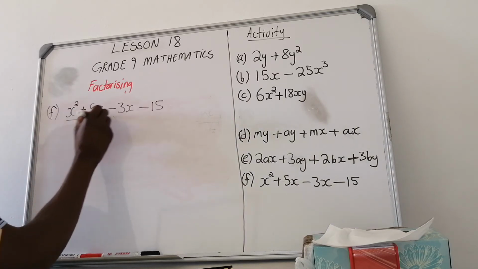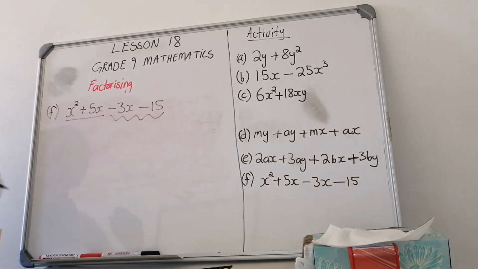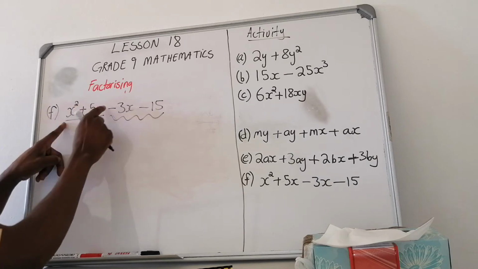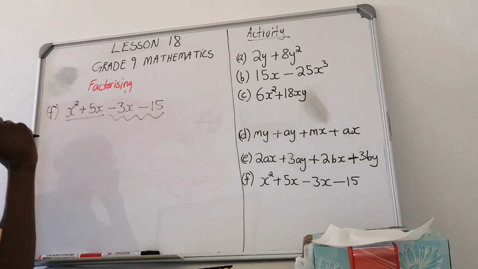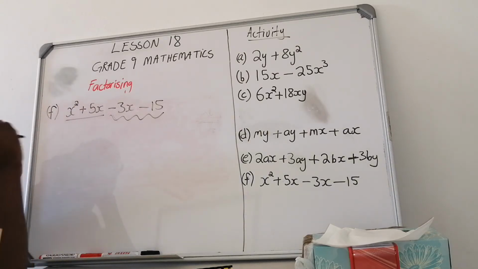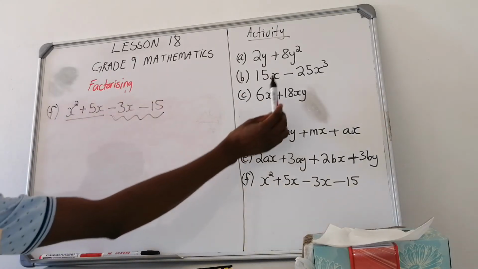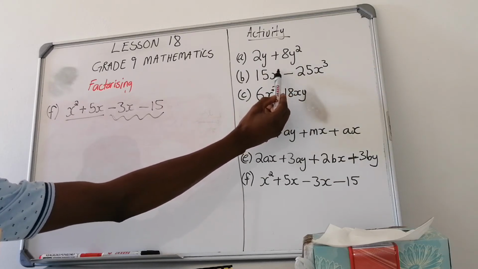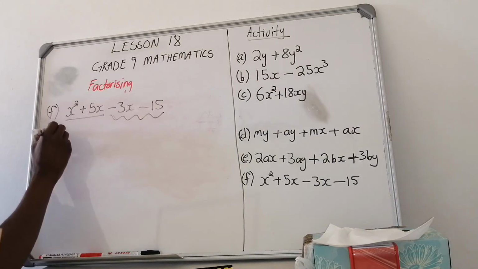Again, the first two terms have a common factor. The last two terms also have a common factor. What is the common factor here? Is it x2 or x1? It will be x1. In fact, when you're factorizing exponents, you always go for the smallest exponent. That's why here I went for x1, because I cannot go for x3. You should always go for the variable with the smallest exponent. So the highest common factor is x.